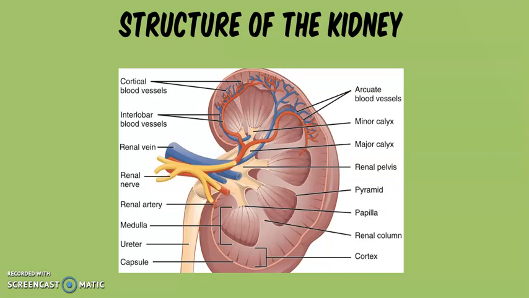Urine moves through the renal papillae and enters into the minor calyx, which later empties into the major calyx. From the major calyces, the urine enters the renal pelvis, which is surrounded by the renal sinus. The urine then moves into the ureter and is transported into the urinary bladder.